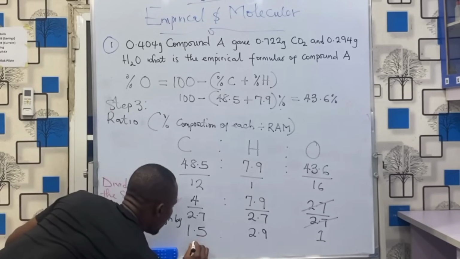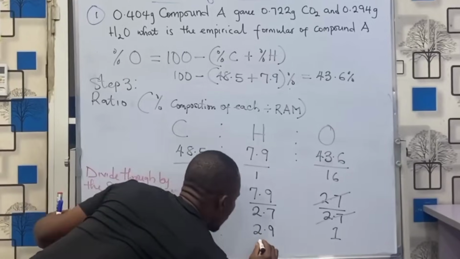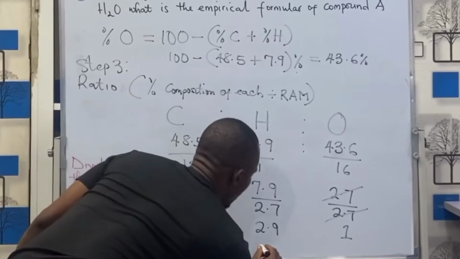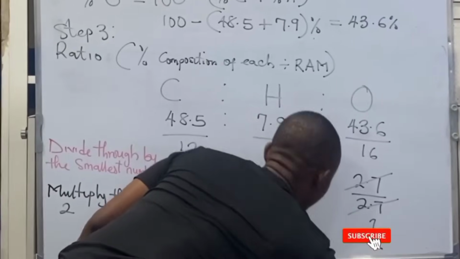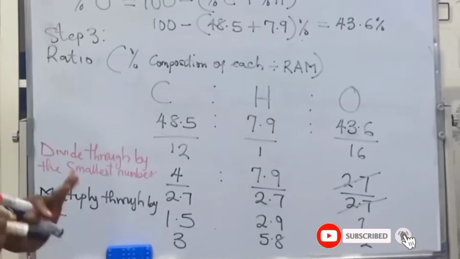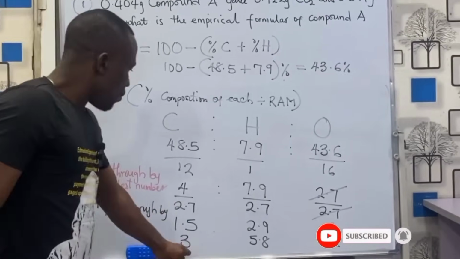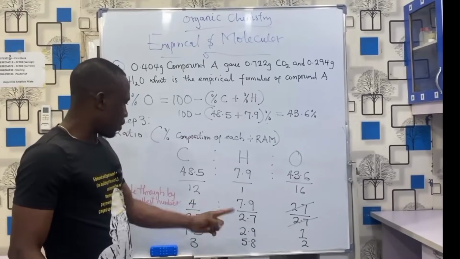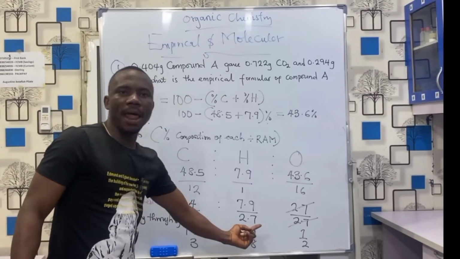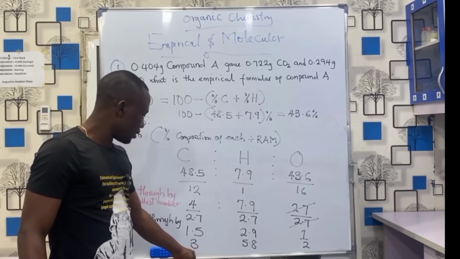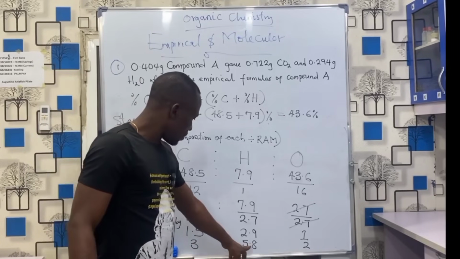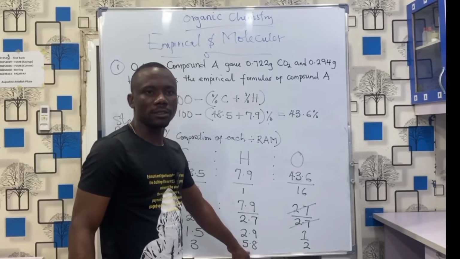So if we do that, we'll be having 3 here, and then here we'll be having 5.8, and then here we'll be having 2. At this point, we can round up and round down, because if we keep multiplying, we can never get a whole number. And so in this case, rounding up this one will give us 6.